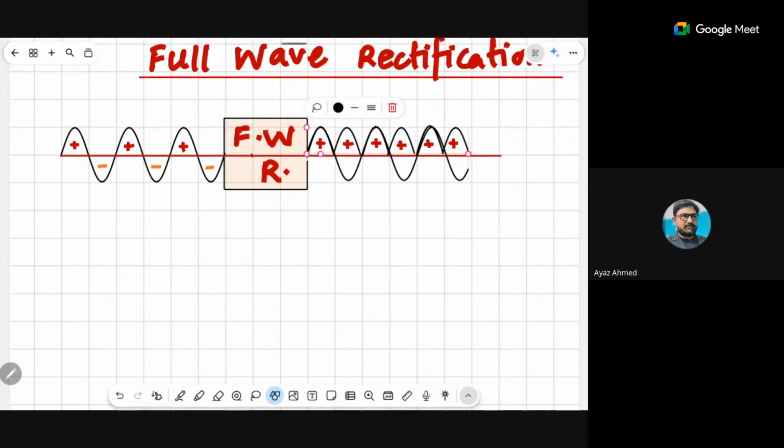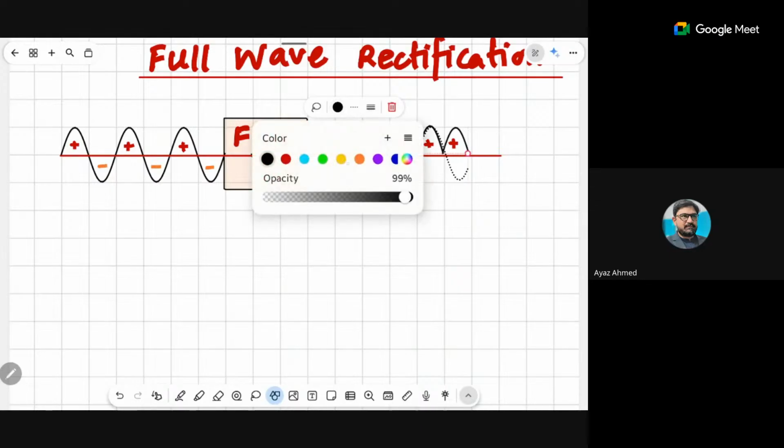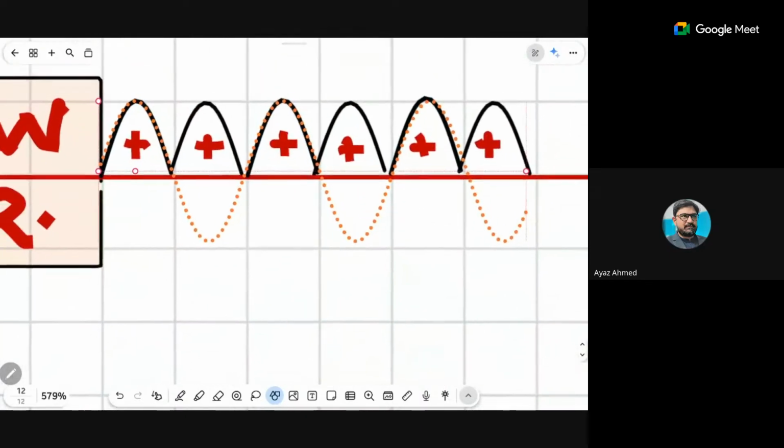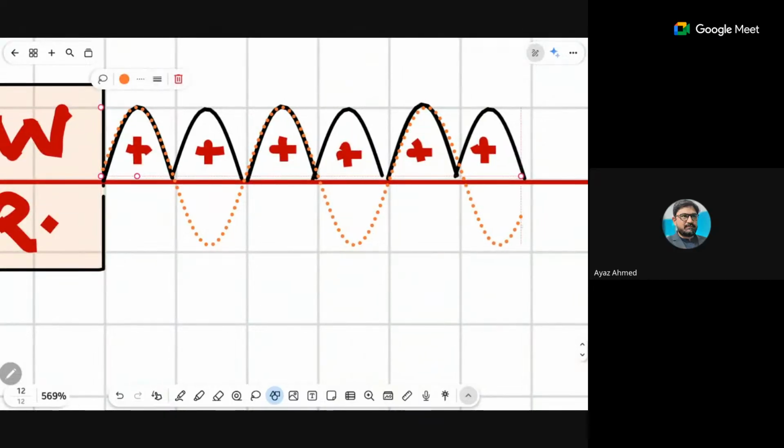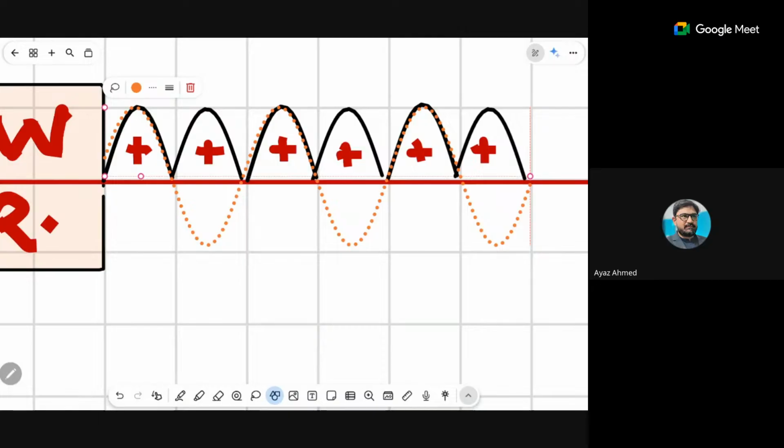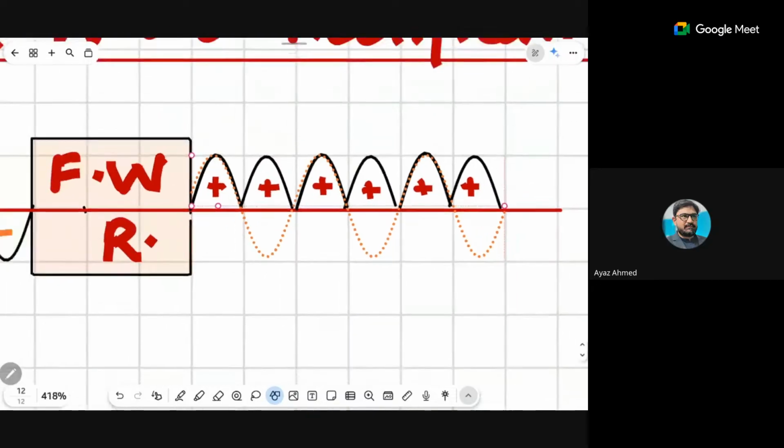So this input cycle will be converted. You've seen this all. The input cycle was something like this, and this has been converted into the output cycle. That is why I told you that half of the wave has been clamped and the rest half is converted into what? The rest half is converted into positive. So all these negative have been gone, now they are positive.